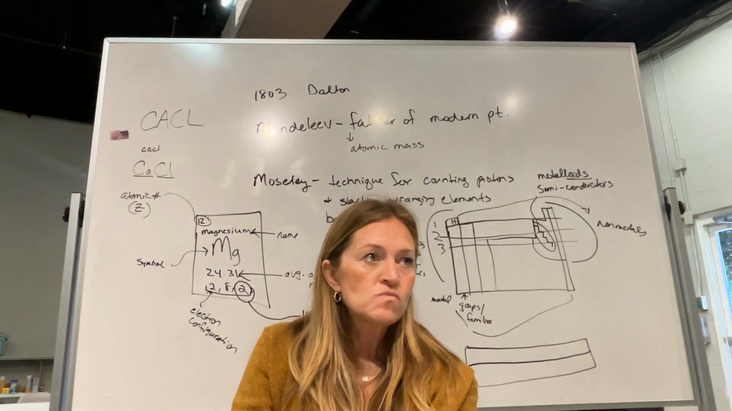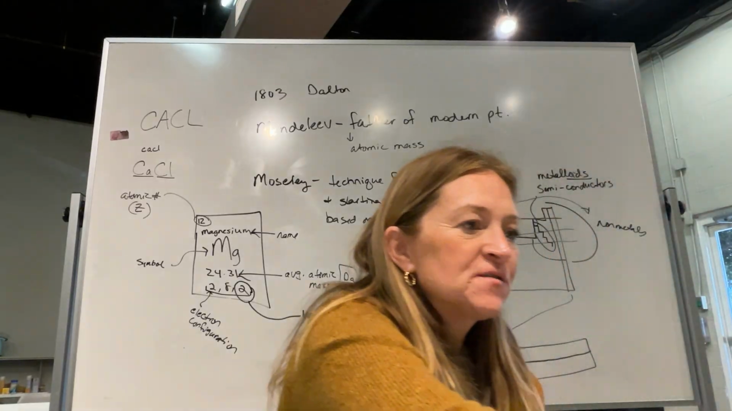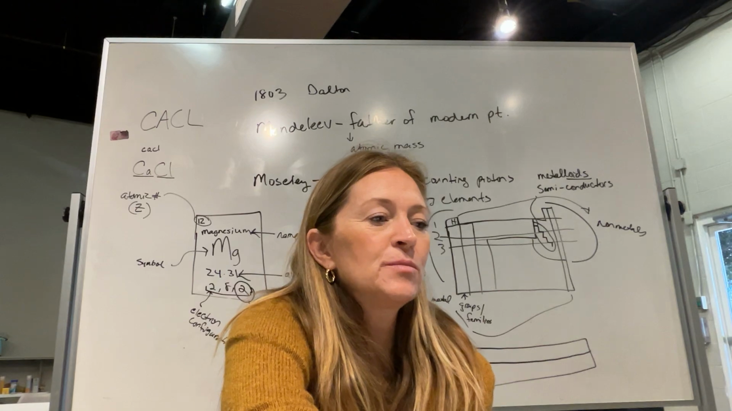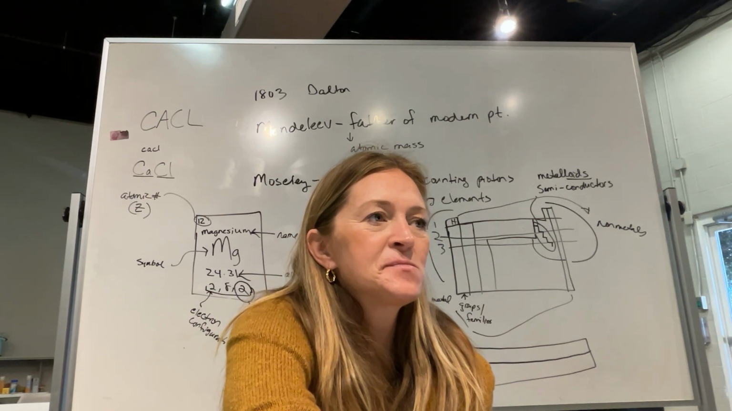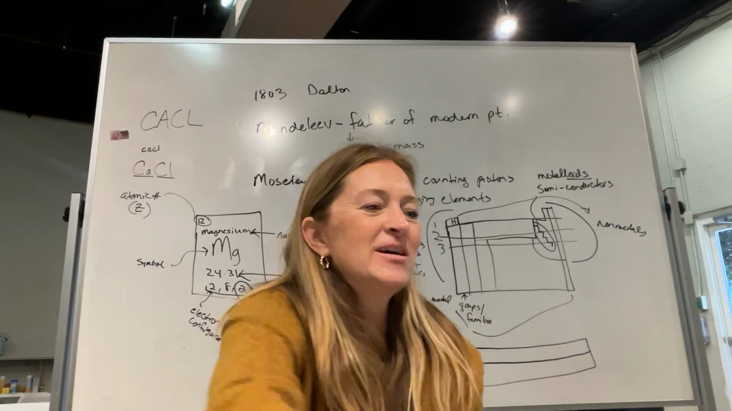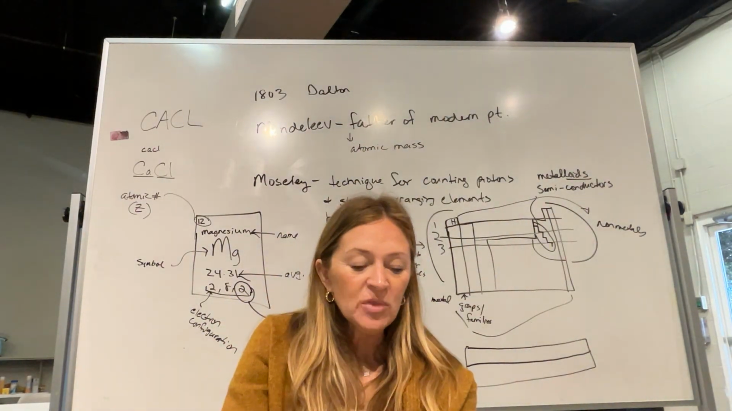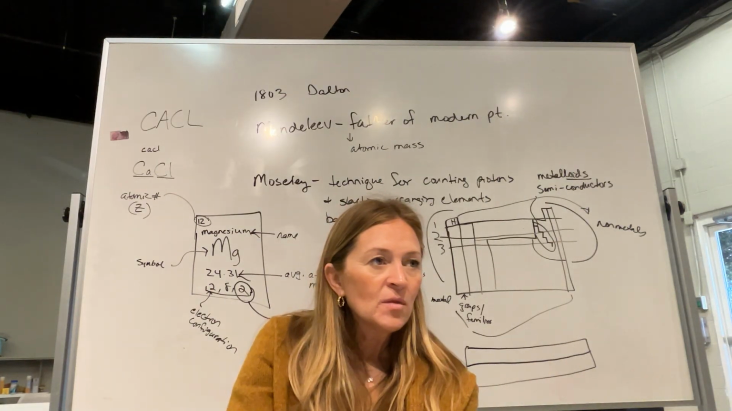I keep getting confused with the valence electrons. Phosphorus. Oh, there it is. Got it. Phosphorus is in what group number?